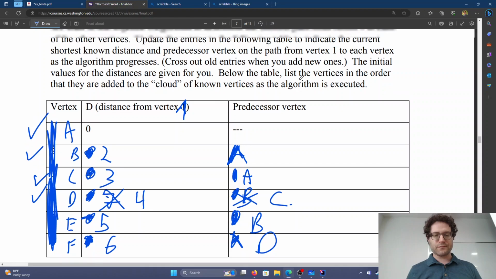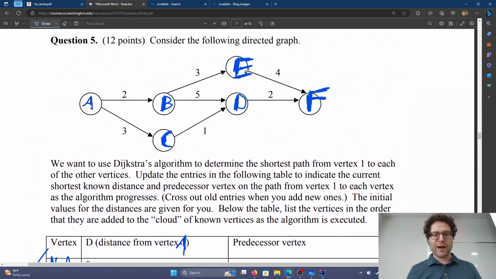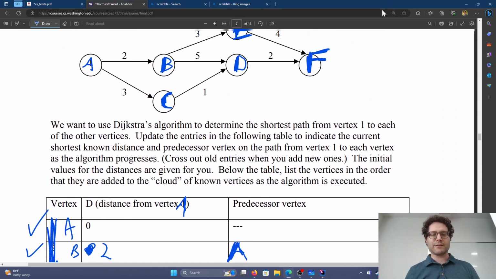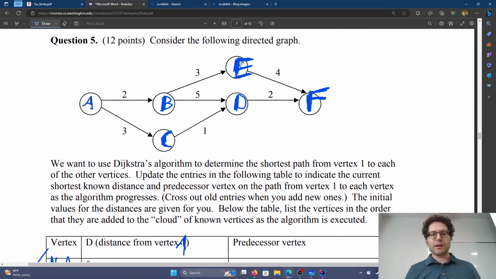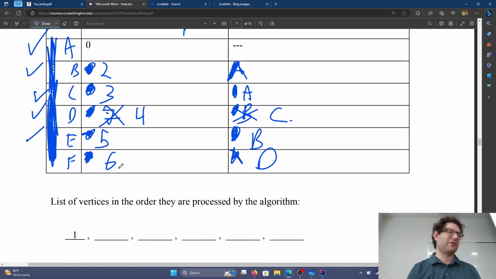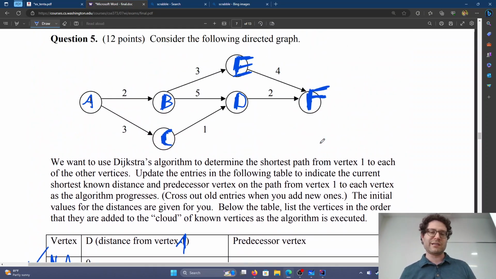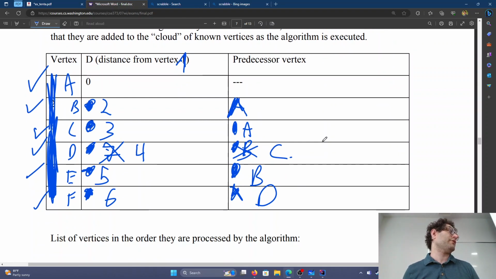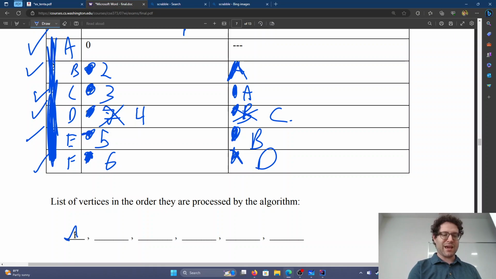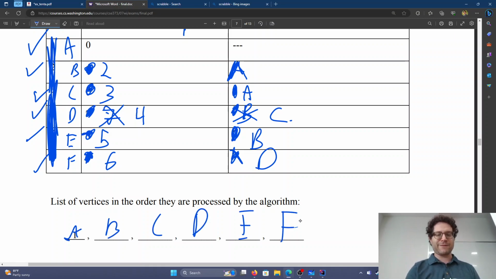And now E is 5. Sorry, E is the next one. So what do we get here? E has a cost of 5 to get to it, plus 4. That's 9. Is 9 cheaper than 6? No, it is not, so we don't use that. We go to F. F has no edges leading out of it. We're done with all of our nodes. So the list in which everything was processed was A, B, C, D, E, F.